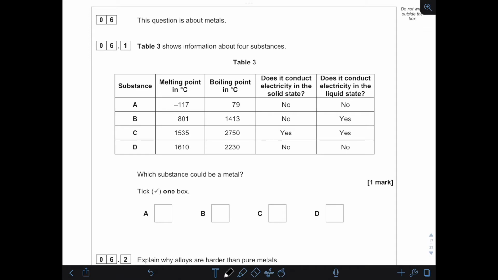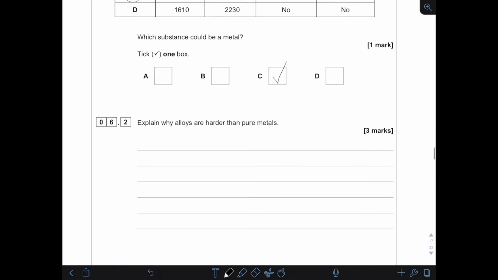Question 6, we have a bunch of melting points and boiling points. Which substance could be a metal? Melting point should be high, so it's not A. Metals don't melt at negative temperature. Metals conduct electricity in the solid state, so it is C actually. That's indicative. Okay, this is a bit too easy. I think this might be a trap. I don't know. It's probably not a trap, but it feels too easy for me.